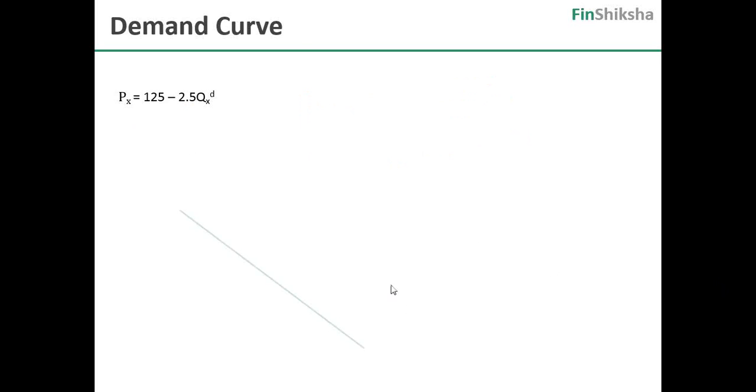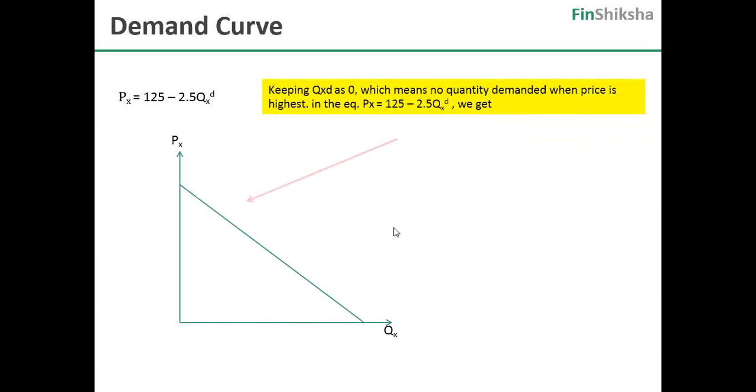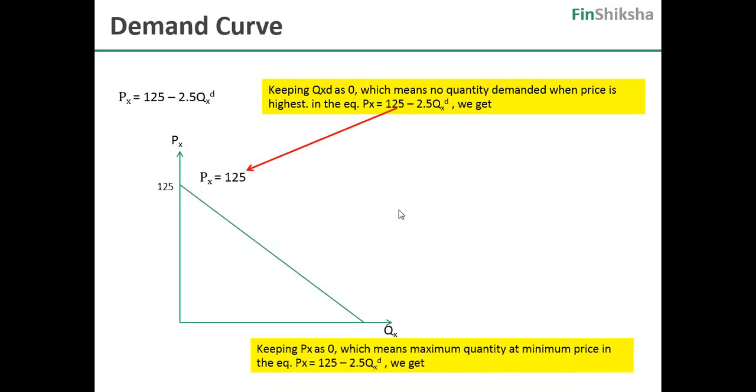Now we can plot it. Once we plot it, we get this kind of a curve where you can keep quantity as 0 and then find out the maximum price that you would be willing to pay. Then you can keep price as 0 and find the maximum quantity that would be sold. That would come here. So effectively we are saying quantity is equal to 50 at this point, correct? That's my demand curve.